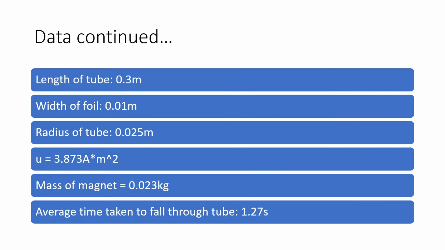Here is some additional data on the length and radius of the tube, the width of the foil, and the magnetic dipole calculation from Lab 2. I also included the mass of the bar magnet that I included in my code, as well as the average time it took to fall through the tube where my calculations were on the previous slide.